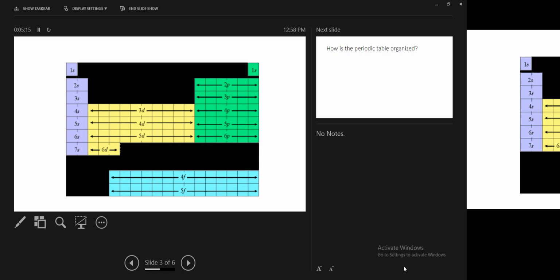How many are in this subshell then? 2. Be careful calling this an orbital, because this is not an orbital, this is a subshell. These 2 subshells happen to only have 1 orbital, but this subshell has how many orbitals? 3, right? Cool. All right. So that is the electron configuration for carbon.